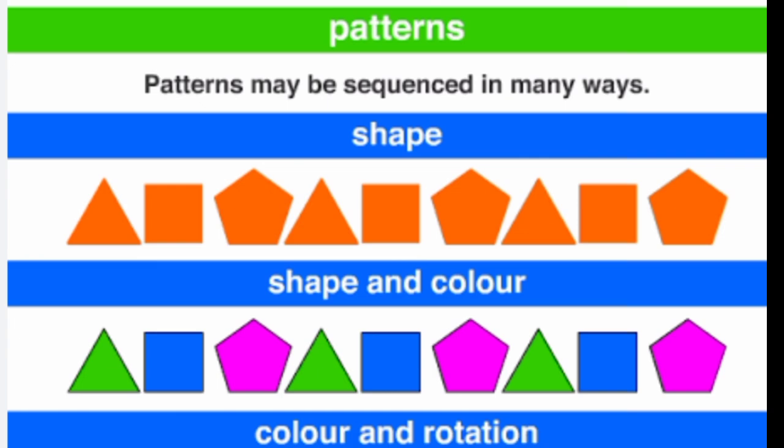Then shape and color. In this they are using the same shapes but the color is also different. So triangle, square, pentagon, but it is given in different colors. So the colors are distinguished, so this is also a pattern. It is differentiated with shapes also. So it can be numbers, shapes, colors and so on.